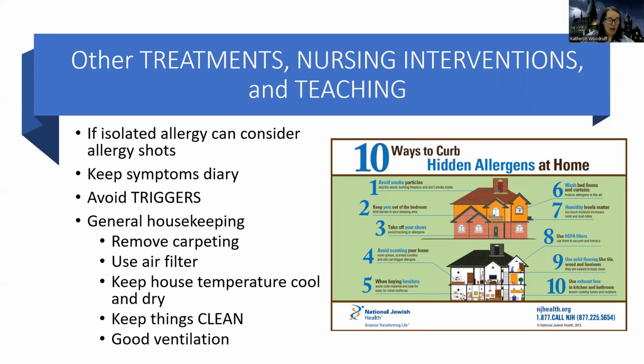Using an air filter to help clean out particles that might be in the air that could be irritating, that your body's overreacting to. Keeping a cool and dry temperature, moisture definitely leads to things growing that can be irritating. Keep things clean, and having good ventilation is key. And there are some other things here, like keeping your pets out of the bedroom, avoiding smoke particles, taking off your shoes, that kind of stuff too can help.